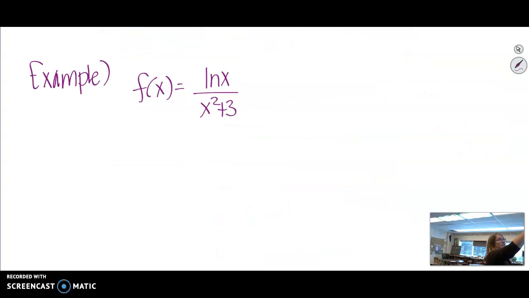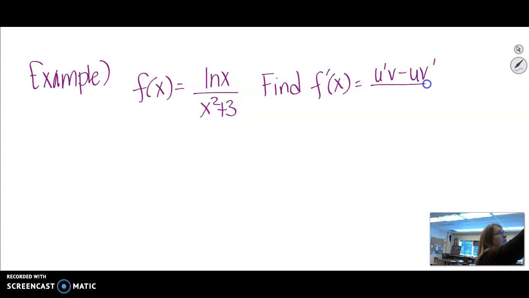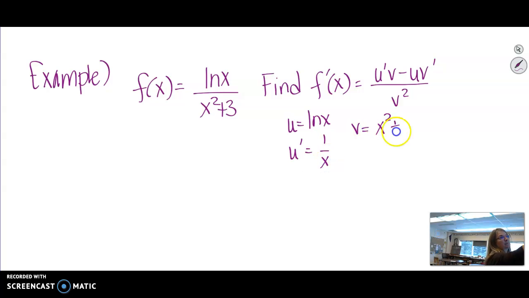All right, let's look at another example. We're going to find f prime of x, find the derivative. So we have a quotient, so recall that the quotient rule says I'm going to go u prime v minus u v prime over v squared, where u, again, is ln of x, the numerator, u prime is 1 over x, my v is the denominator, x squared plus 3, v prime is 2x, and then v squared is this quantity squared. And I would leave it like that.